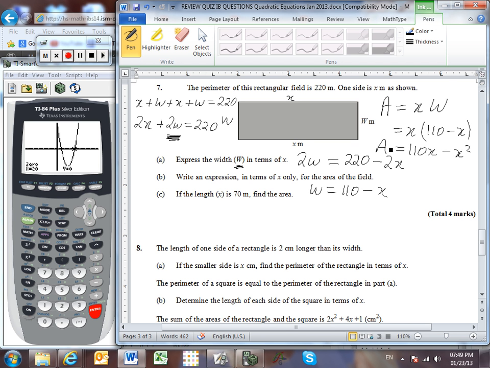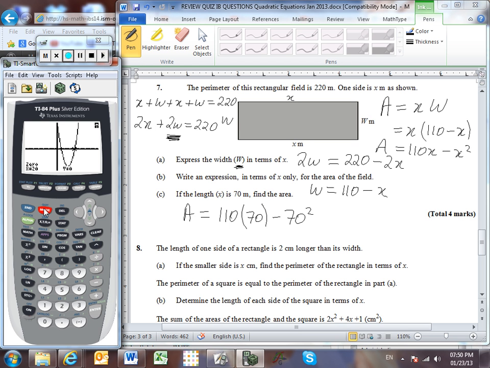Part C, if the length is 70, find the area. So our area then, we know is 110x minus x squared, and now our x value is 70, it's been given. So 110 times 70 minus 70 squared. I'll do this on the calculator. So I've got 110 times 70 minus 70 squared, giving me an answer of 2,800.